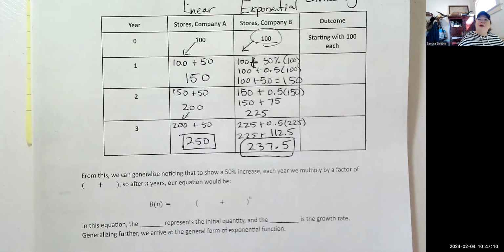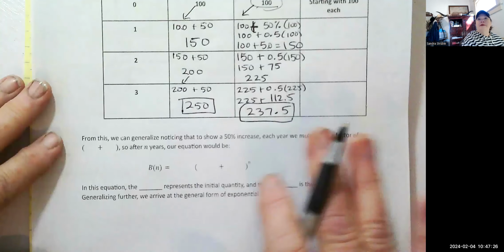It's kind of like people. You can't have half of a person. Well, I guess you could. But in discussions, we should say that at the end of year 3, company B has 237 stores, just to understand that. But the math is right.